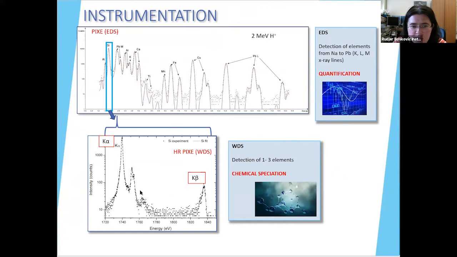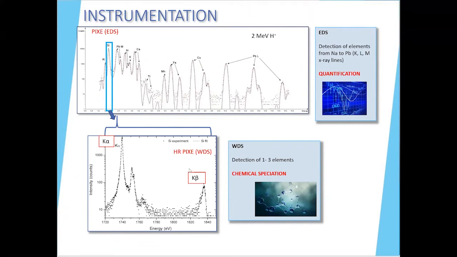And this is a peak that has an additional hole in the L shell. So the same transition as this, but this has only a hole in the K shell, and this has an additional hole in the L shell. And here, this peak has two additional holes in the L shell. So these are these peaks, these satellites.